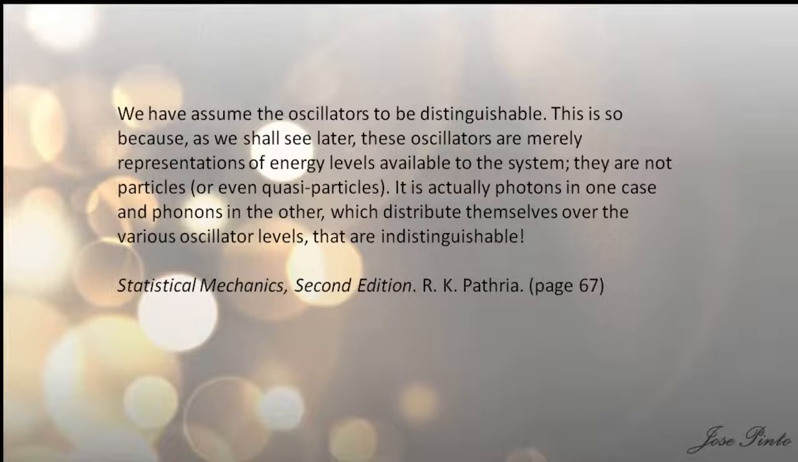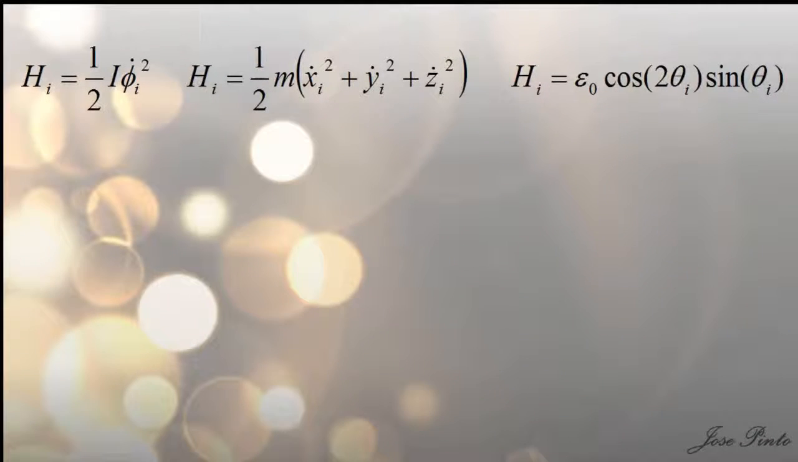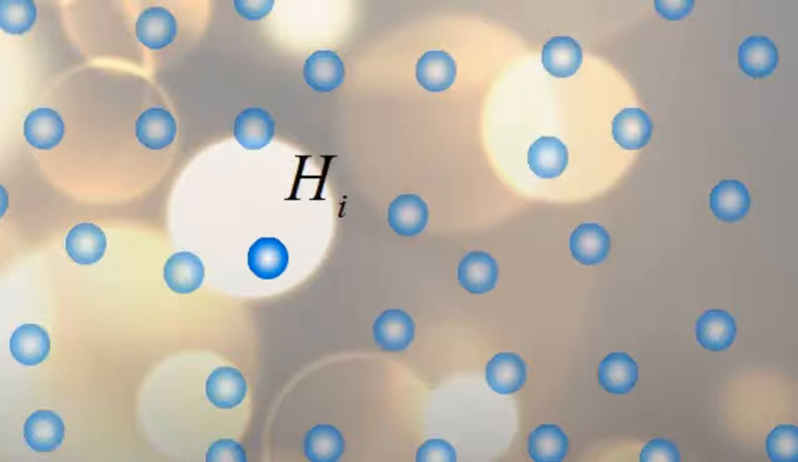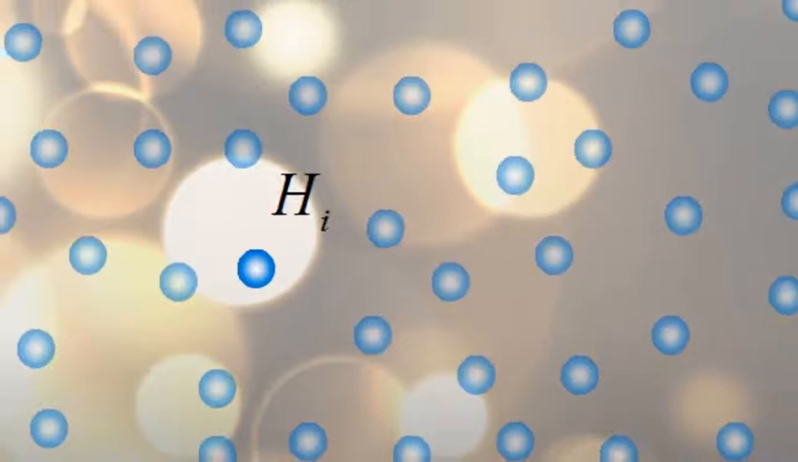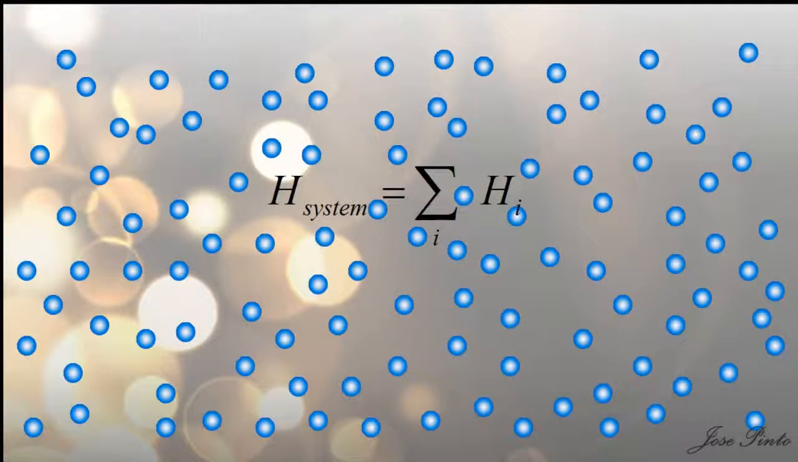So let's see. Consider three systems. The first one, I'm going to call system A. This is a collection of objects or particles, each having a Hamiltonian of this form. The second one, system B, is a collection of particles having a Hamiltonian like this one. And of course, system C with this kind of Hamiltonian. In each case, the objects making up the system have a Hamiltonian H_i, so that the total Hamiltonian of the system is the sum of the Hamiltonians.